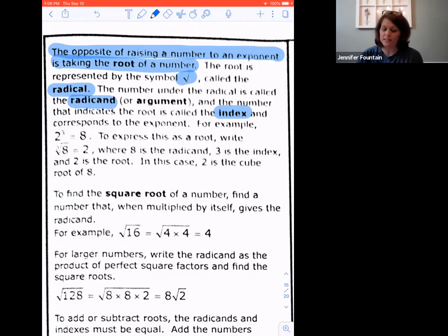So notice here, we're talking about 2 cubed equals 8. So if I wrote that as the cubed root of 8, that would equal 2. Okay, so we're going to practice going back and forth with a number raised to an exponent versus a square root or a cubed root of a number.